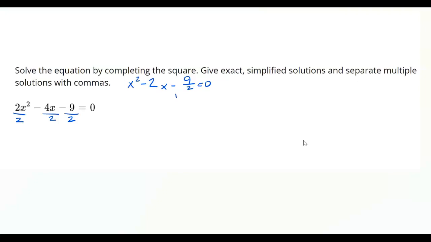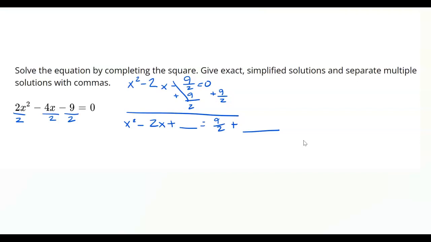Next, I'm going to add the 9/2 to the other side. I always want to add that constant term when solving this way. So those cancel. I end up with x squared minus 2x. And now I'm going to have a plus blank, whatever number completes the square, and then I'll have plus blank on the other side to keep it balanced.